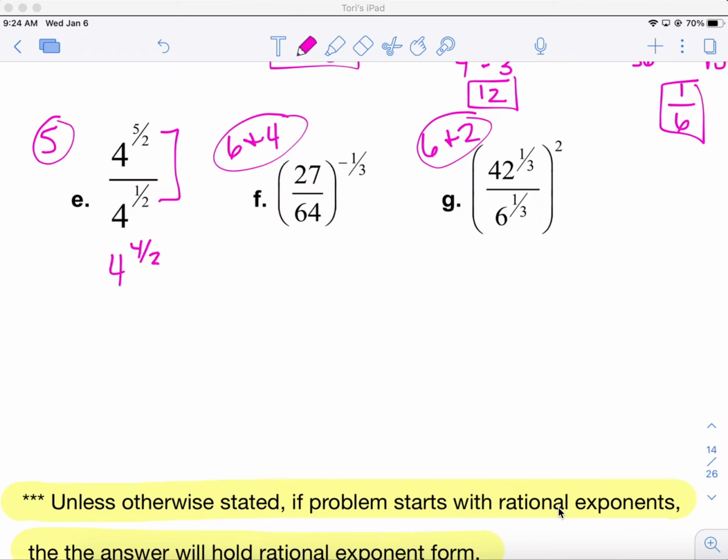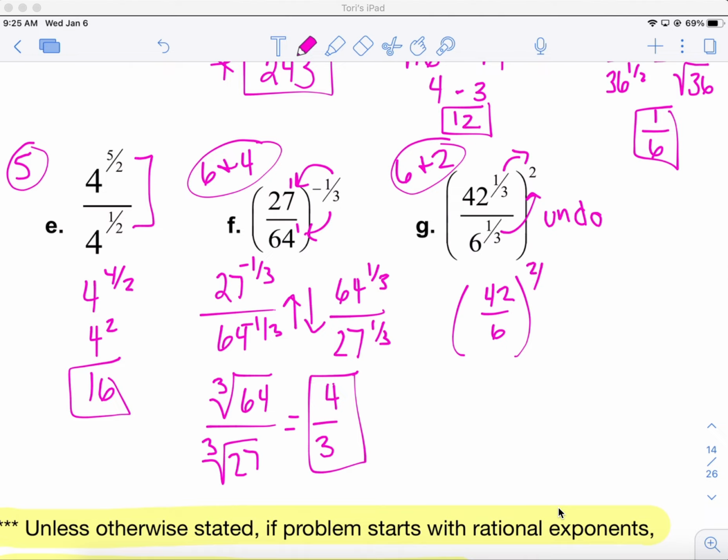All right. We have one more on this page. On G, we are actually going to undo the 6th property. Okay? So if I notice that these both have the same exponent, just like they were multiplied in, I can pull them out. Okay? So we're going to rewrite this. And again, it's multiplication. We're going to rewrite this by taking it out and doing 42 over 6. 2 times the 1/3 is 2/3.